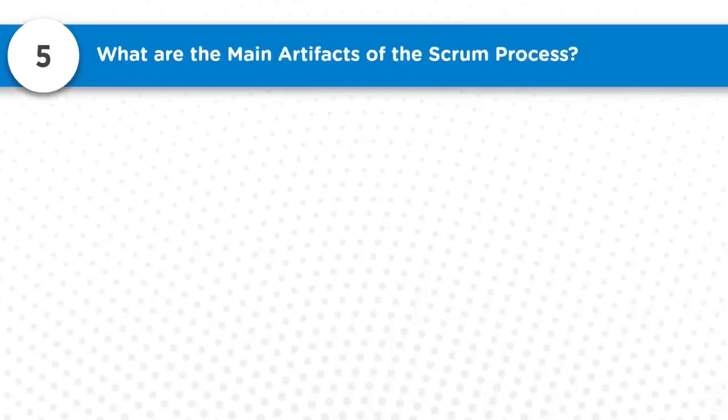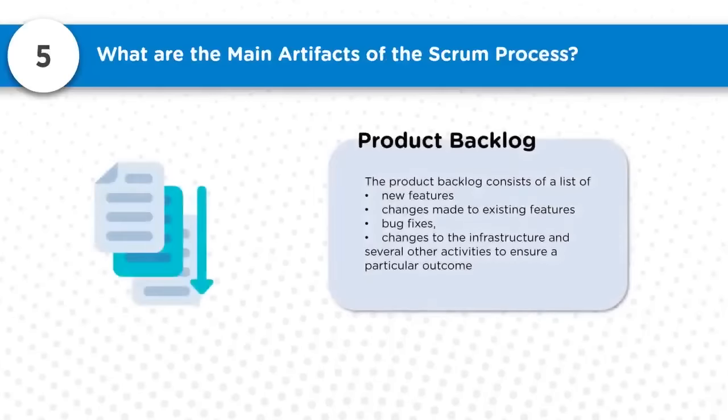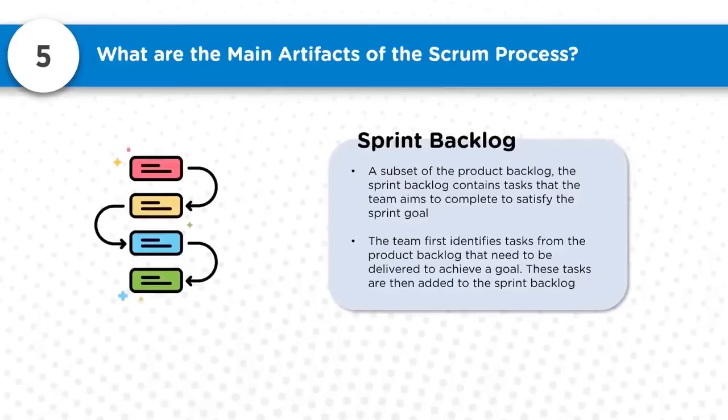So question number 5, what are the main artifacts of the Scrum process? Now, the product backlog consists of a list of new features, changes which the organization is looking to bring into the existing features, bug fixes, changes to the infrastructure and several other activities to ensure a particular outcome. So that is the product backlog. Then we can speak about the sprint backlog, a subset of the product backlog.